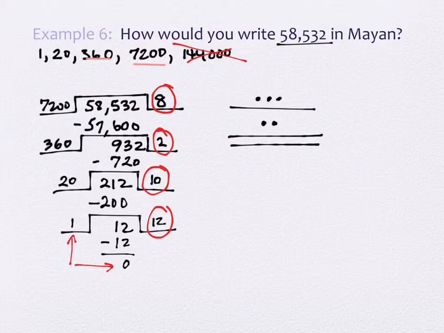Last one is the number 12. And how do I do a 12? 2 lines with 2 dots on top, which looks unfortunately a lot like the 2 and the 10 from the previous 2 number values. But that is what it is. This is the correct representation. Unfortunately, it could be confused for something else.